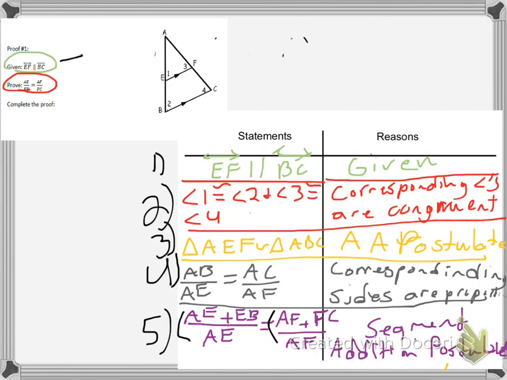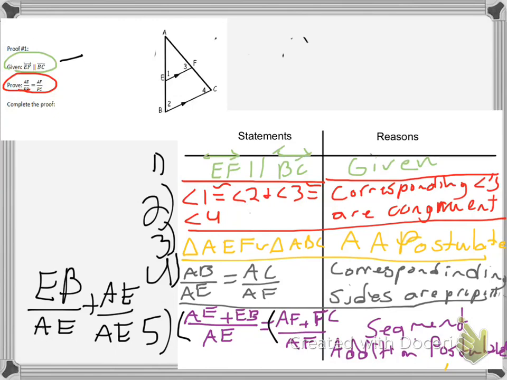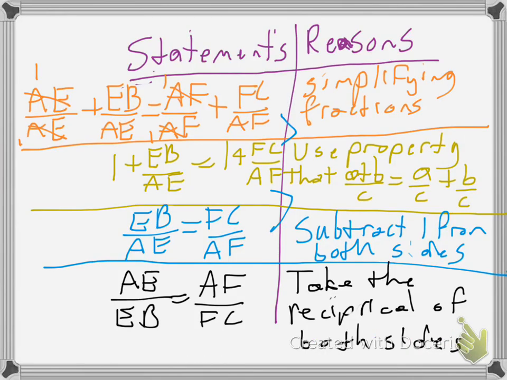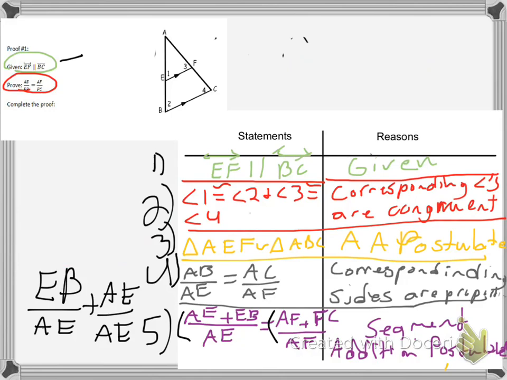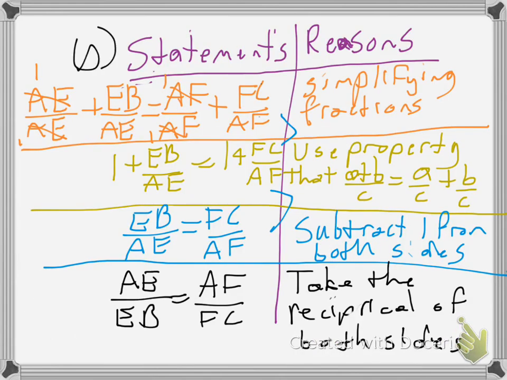Okay, continue. And we can do that. I mean, we know we can do that because if I got EB over AE and I add AE here, I keep my denominator, it's going to be AE plus EB. Alright, keep going. So now I can also write that like this. I can have AE over AE plus EB over AE equals AF over AF plus FC over AF. So I'm simplifying my fractions in this step right here. So you look back, that's the sixth step.